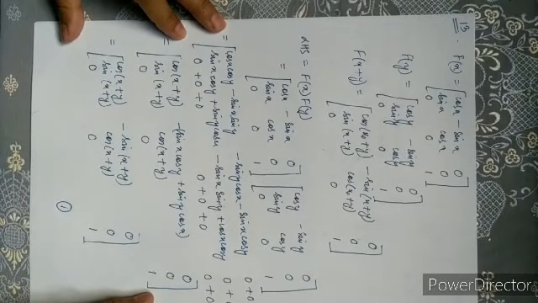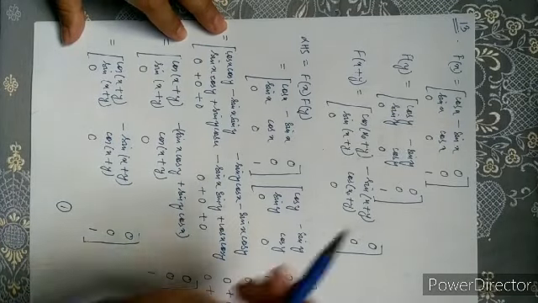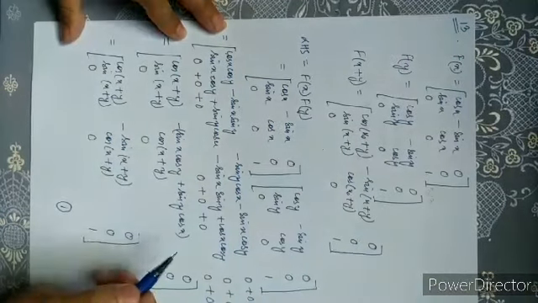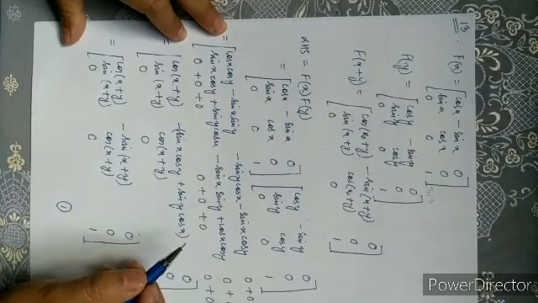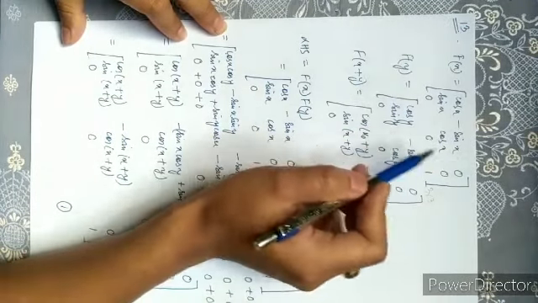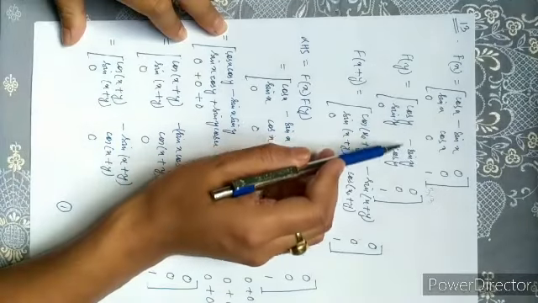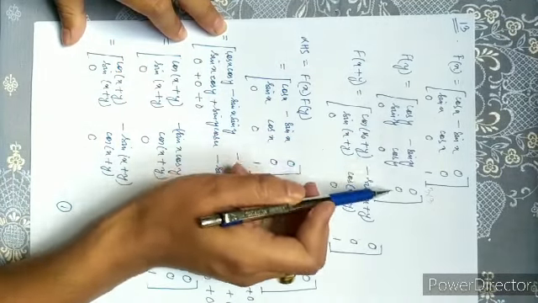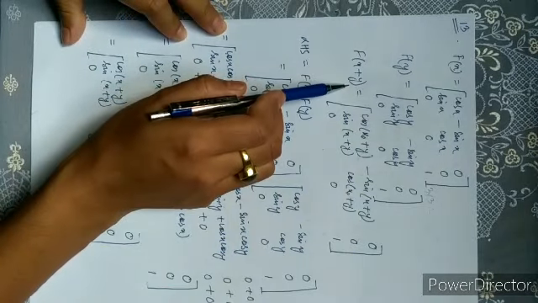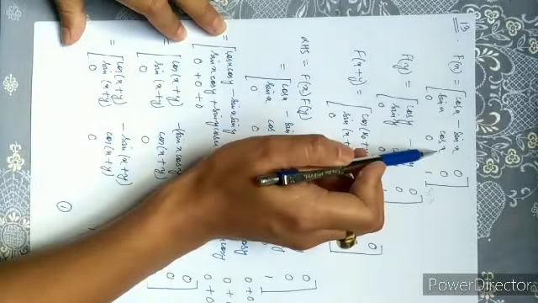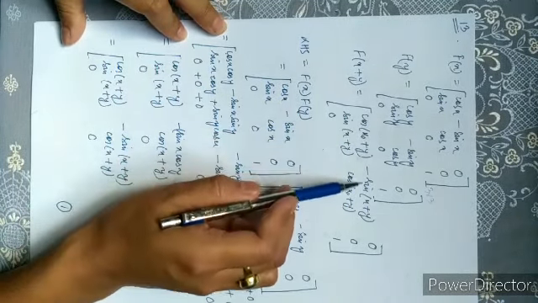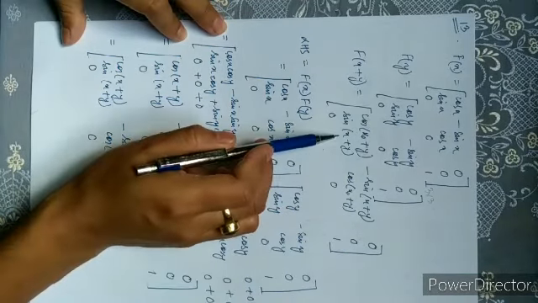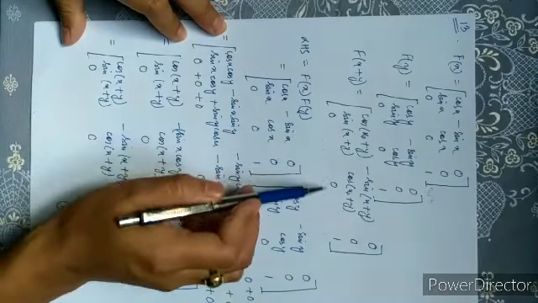Question number 13: first write f(x) in terms of matrix. f(x) is a matrix of order 3 by 3, with cos x, minus sin x, 0, sin x, cos x, 0, 0, 0, 1 as the elements of the matrix. Then write f(y), which is equal to cos y, minus sin y, 0, sin y, cos y, 0, and 0, 0, 1. And so f of x plus y means x should be replaced by x plus y: cos of x plus y, minus sin of x plus y, 0, sin of x plus y, cos of x plus y, 0, and 0, 0, 1.